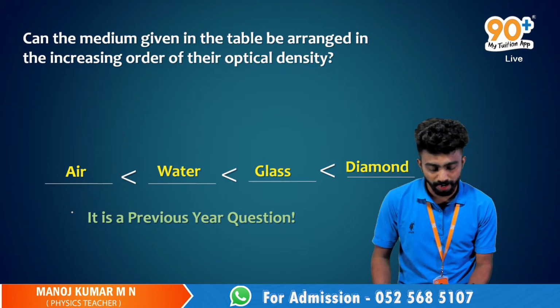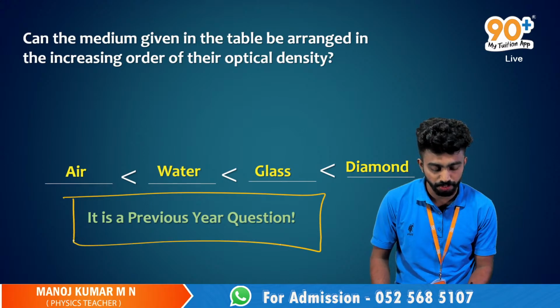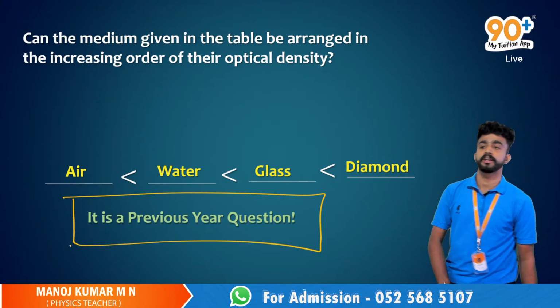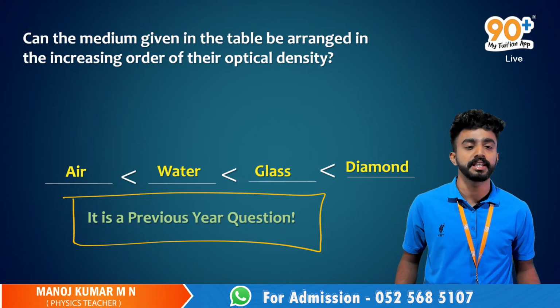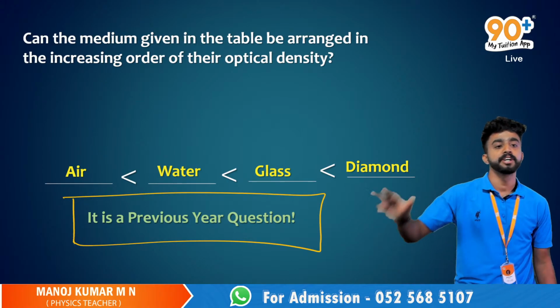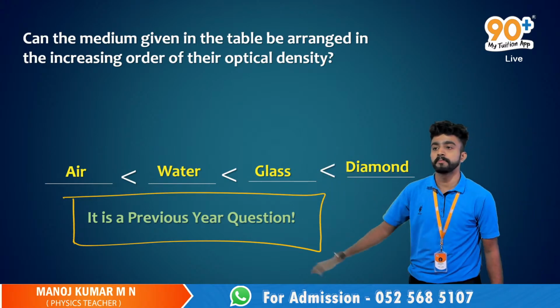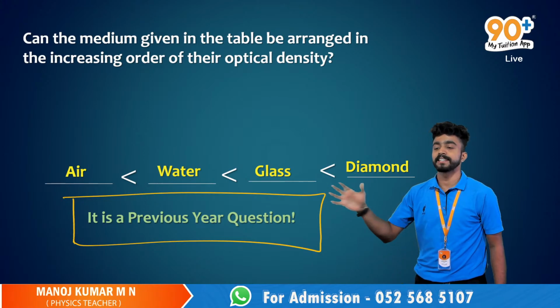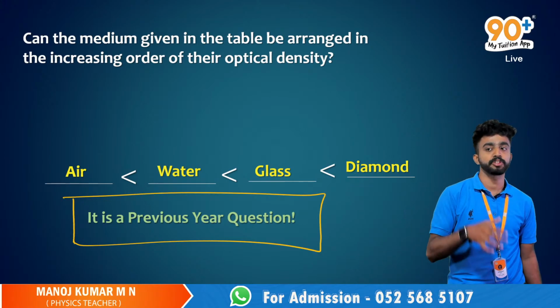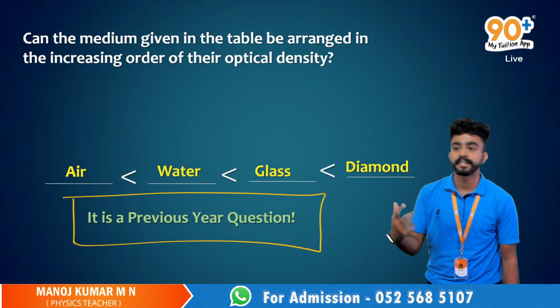The important part is, it is a previous year question. Very, very important. Note it down. Can the media given in the table be arranged in the increasing order of their optical density? Different media will be given. You have to arrange them in ascending order of optical density. Less optical density for air, greater for diamond.